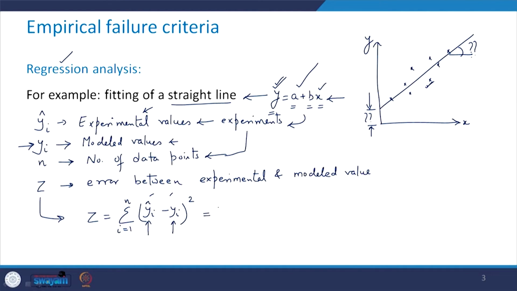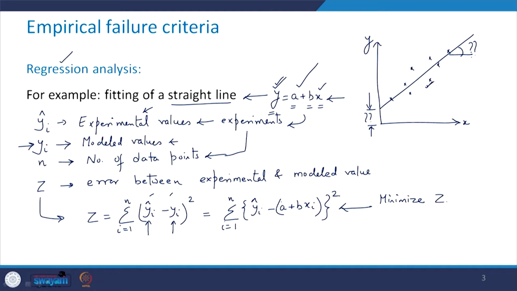Now just substitute this modeled value. What we get is summation i equal to 1 to n of (yi cap minus (a plus b xi)) whole square. This is what we are going to get. Now, our objective is to minimize this error z.